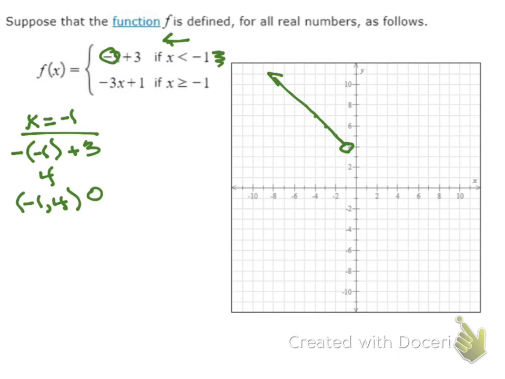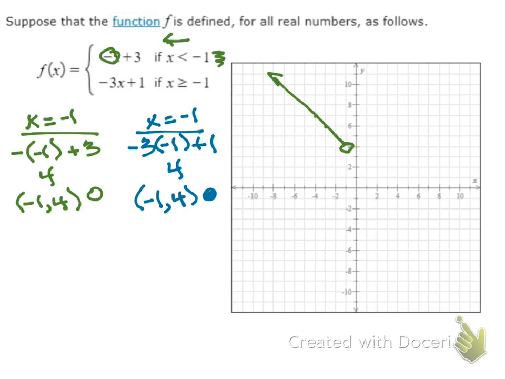For the second part, we're again going to check x equals -1, but in the other equation, so -3 times -1 plus 1 is 3 plus 1, which is 4. That's -1, 4, but because it's greater than or equal to, we're going to close that circle up. And then my slope is -3, so that's down 3, right 1. One more.